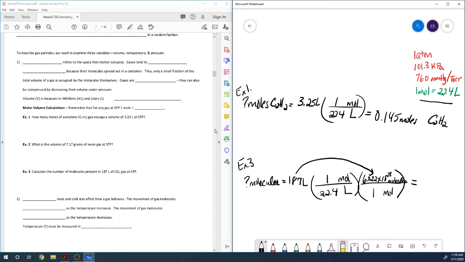Unfortunately, I do not have a real calculator. I have my phone right now, so I can't work this out. I probably can, but I don't know how to work my phone as well as you guys do.